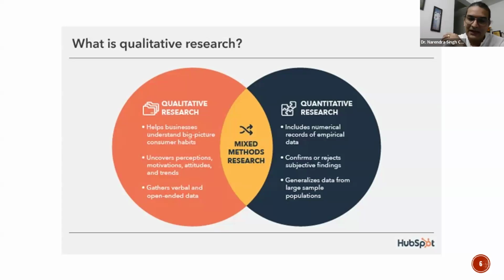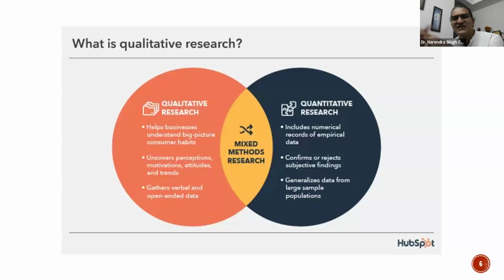Now I am using two methodologies here. If I add one more, that is again triangulation, in the data analysis techniques. So triangulation can be at various levels, and these are very much appreciated research methods in today's time. Somewhere it helps me uncover perceptions, motivations, attitudes and trends. Also, it helps me gather verbal and open-ended data.